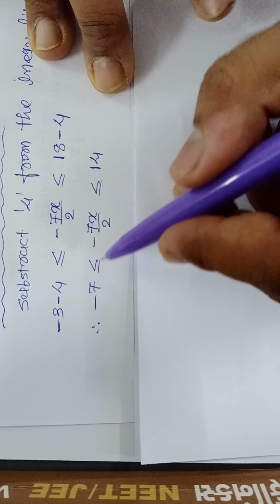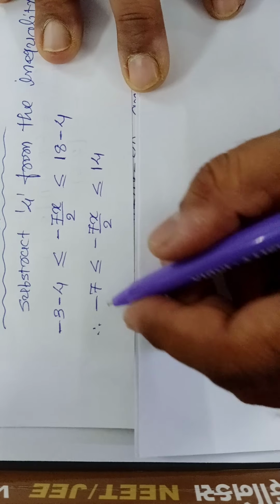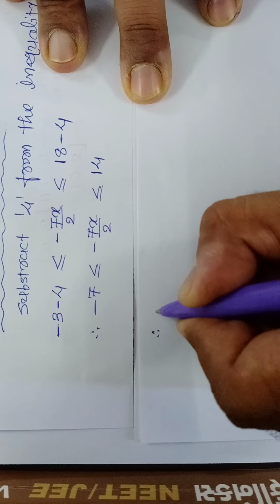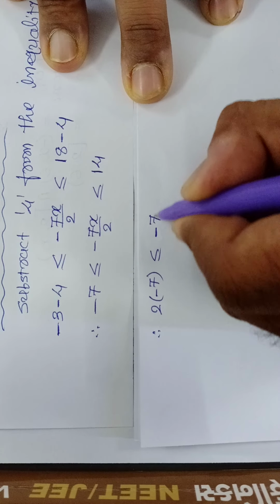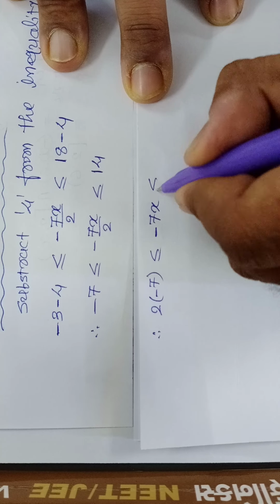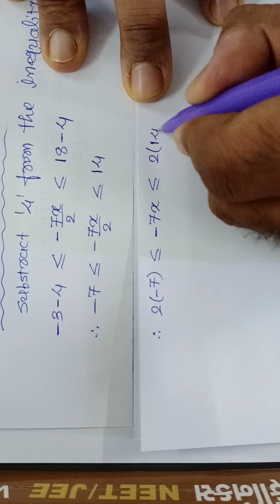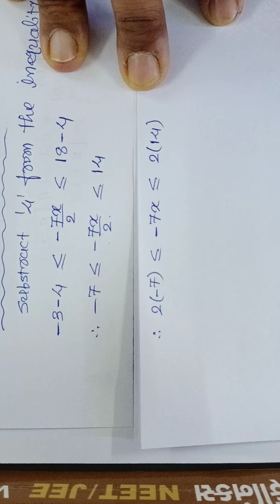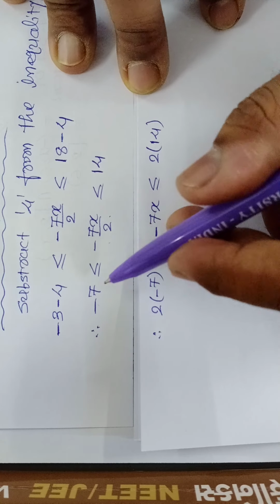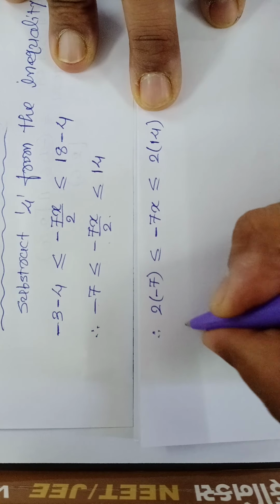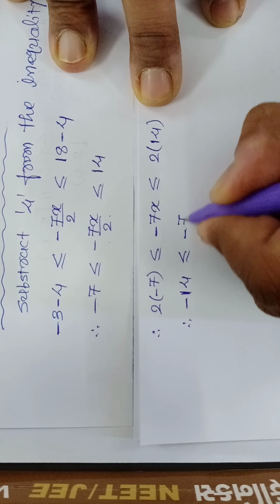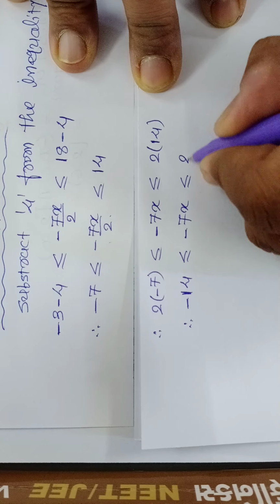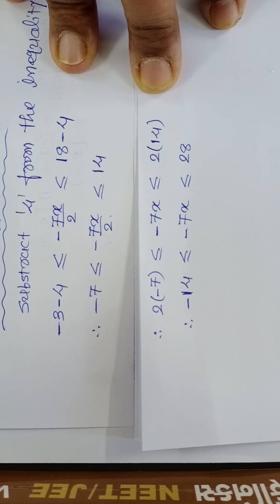Right? Now this 2 is going to that side. Then this 2 is multiplied there. Therefore I can say that 2 into minus 7 less than or equal to minus 7x and less than or equal to 2 into 14. Right? 2 is multiplying here, 2 is multiplying there, like cross product. So therefore it is minus 14 less than or equal to minus 7x less than or equal to 28.